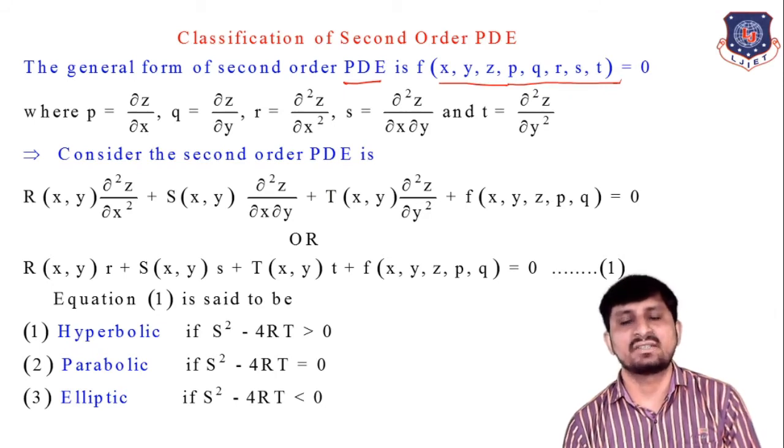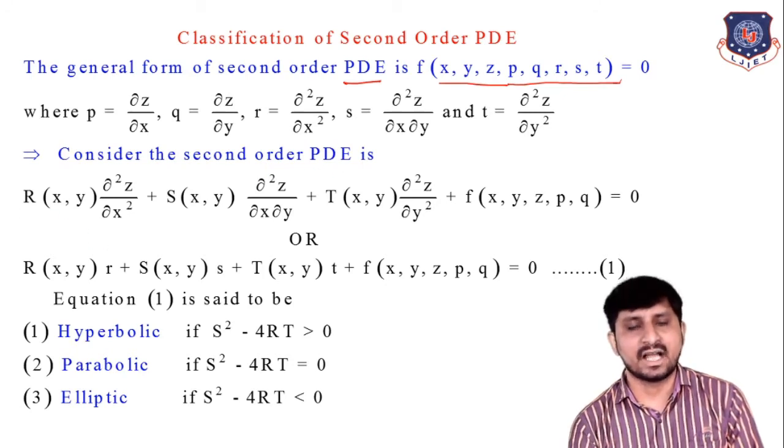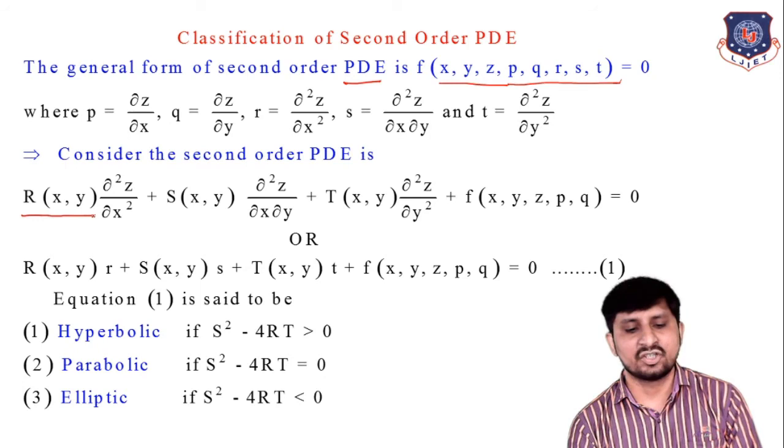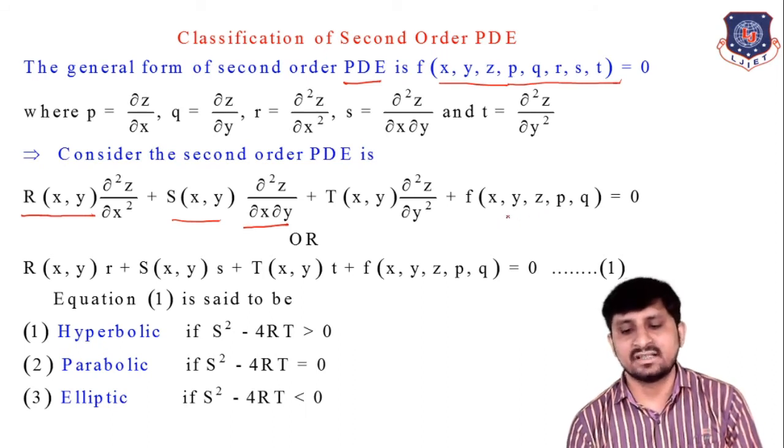R is equal to del square z by del x square, s is equal to del square z by del x del y, and t is equal to del square z by del y square. Okay, so this is the general form of a second order partial differential equation, and consider the second order partial differential equation: capital R, which is a function of x and y, del square z by del x square plus capital S into del square z by del x del y plus T into del square z by del y square, where capital R, S and T are functions of x and y, plus any function of x, y, z, p, q, equal to 0.